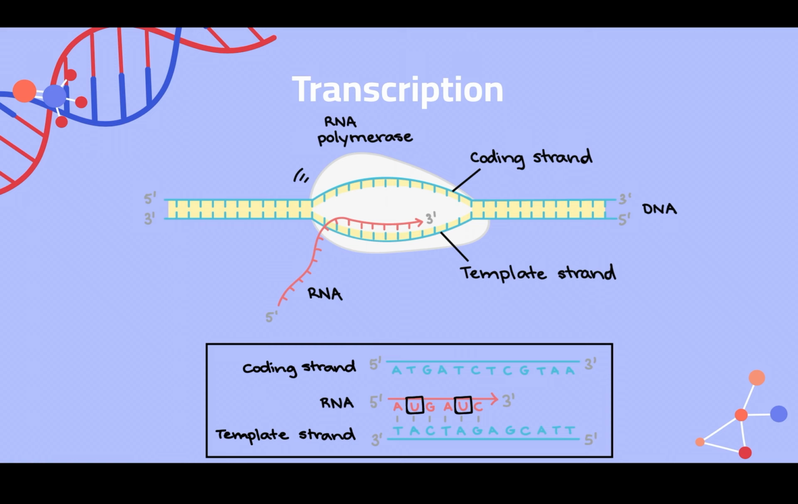So transcription. The goal of transcription is to make an RNA copy of a gene's DNA sequence. The process of transcription is when DNA strands are separated, and then one strand is the template strand, so that's the non-coding strand, while the other becomes the non-template strand or the coding strand. The strand that serves as the template depends on the gene that is being targeted for transcription.